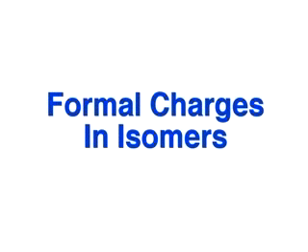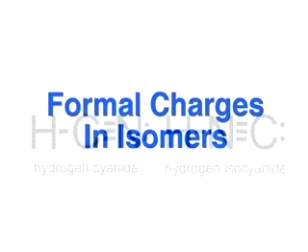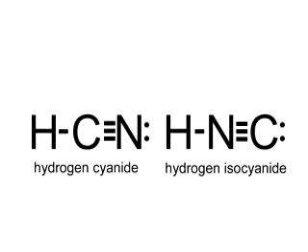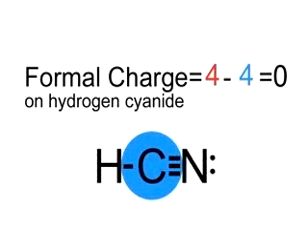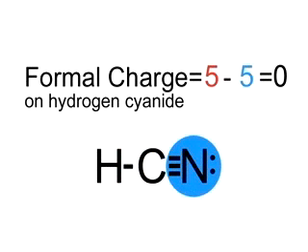Formal charge calculations can often help us identify the most stable isomers of molecules. Consider the isomeric compounds, hydrogen cyanide and hydrogen isocyanide. Both structures have octets of electrons about carbon and nitrogen. The formal charge on carbon in hydrogen cyanide is 0. Similarly, the formal charge on nitrogen is 0.